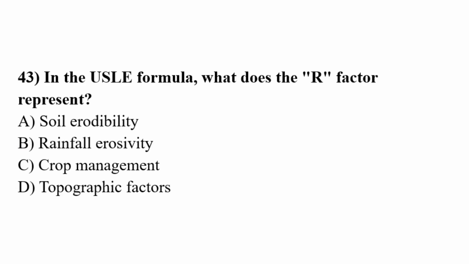43. In the USLE formula, what does the R factor represent? A. Soil erodibility. B. Rainfall erosivity. C. Crop management. D. Topographic factors. Answer: B. Rainfall erosivity.